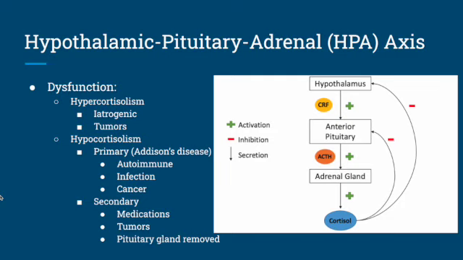And there's primary forms of this, which you may have heard of Addison's disease, which is oftentimes an autoimmune issue, some damage to the adrenal gland that's making it not function properly and causing low cortisol levels. Other things can do this, like infection, like tuberculosis. Cancer can sort of play a role in this. And then you could also have secondary hypocortisolism, which could be from certain medications.